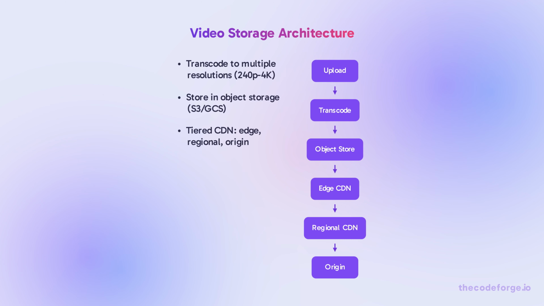Video storage is the biggest cost. Raw videos are transcoded into multiple resolutions and stored in object storage. To reduce content delivery network egress costs, we use a two-tier content delivery network. Edge caches only the top 1% viral videos, regional caches top 10%, and the rest come from origin. This cuts costs by 60%.